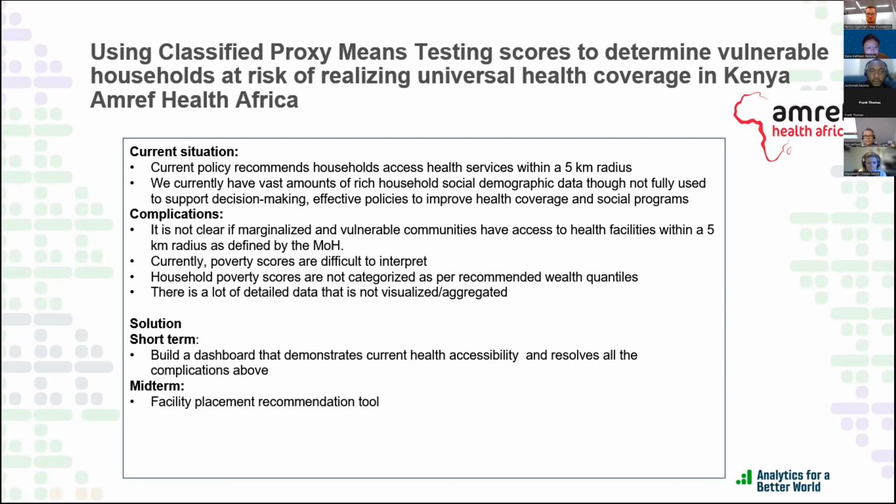So the solution was to make it simple for people, by introducing a classification into the already existing model. That would mean we'll end up with risk categories for each and every household that we collect data on. The short-term solution is that I've been able to develop a dashboard to show this situation. But in the mid-term, there's a need to have a facility placement recommender tool.